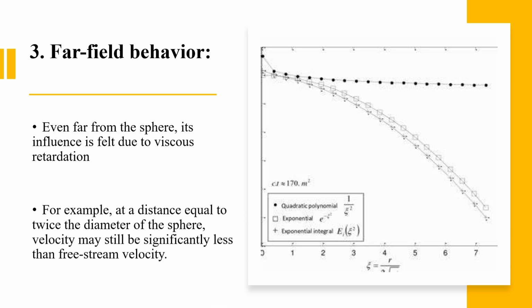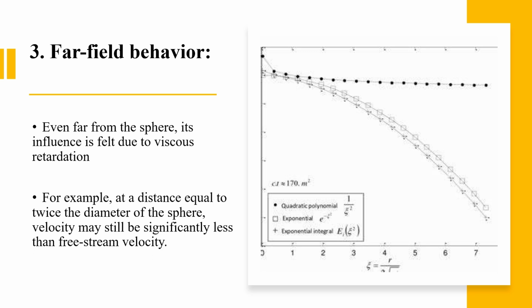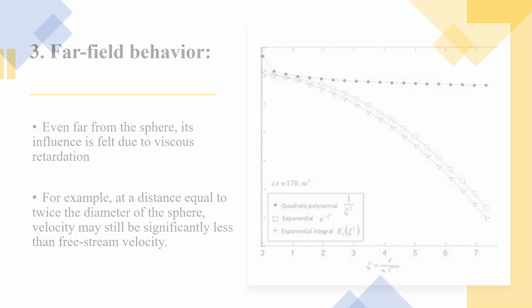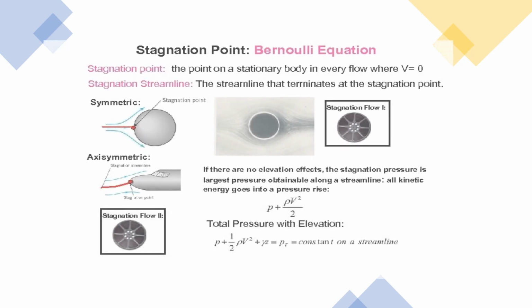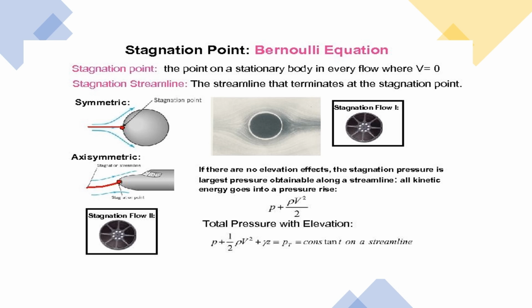Even though the sphere is small, its influence on the fluid doesn't just disappear quickly. It extends far out into the fluid. This is another signature of creeping flow. The velocity and pressure around the sphere decay slowly with distance, meaning that even at a distance twice the diameter of the sphere, the effects of the sphere's movement are still noticeable.